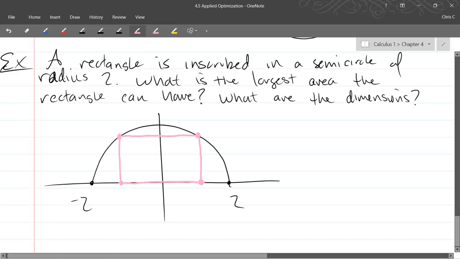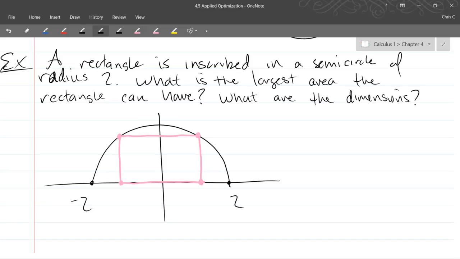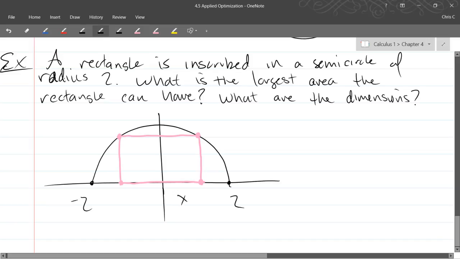So let's get creative, we'll call that X. That'll be X. And then this height will be Y. So we don't have to get terribly creative right here, X and Y. This is very nice because this point happens to have coordinates X, Y.